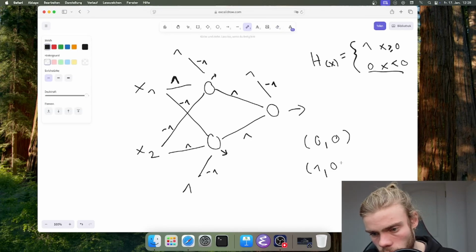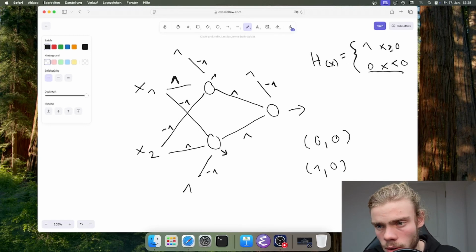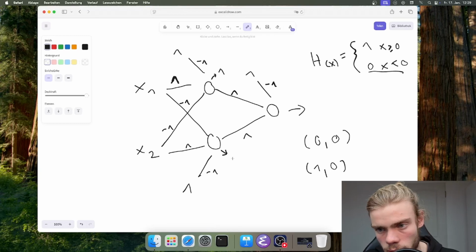Let's do another configuration as well. 1 and 0. So let's plug in 1, 0. 1 times 1 plus negative 1 times 0. That is 1. Minus 1 is 0. x is greater than or equal to 0. So this outputs a 1. And for the second one, we have 1 times 0. That is x2. And negative 1 times 1. That is negative 1. Minus 1 is negative 2. So that's less than 0.